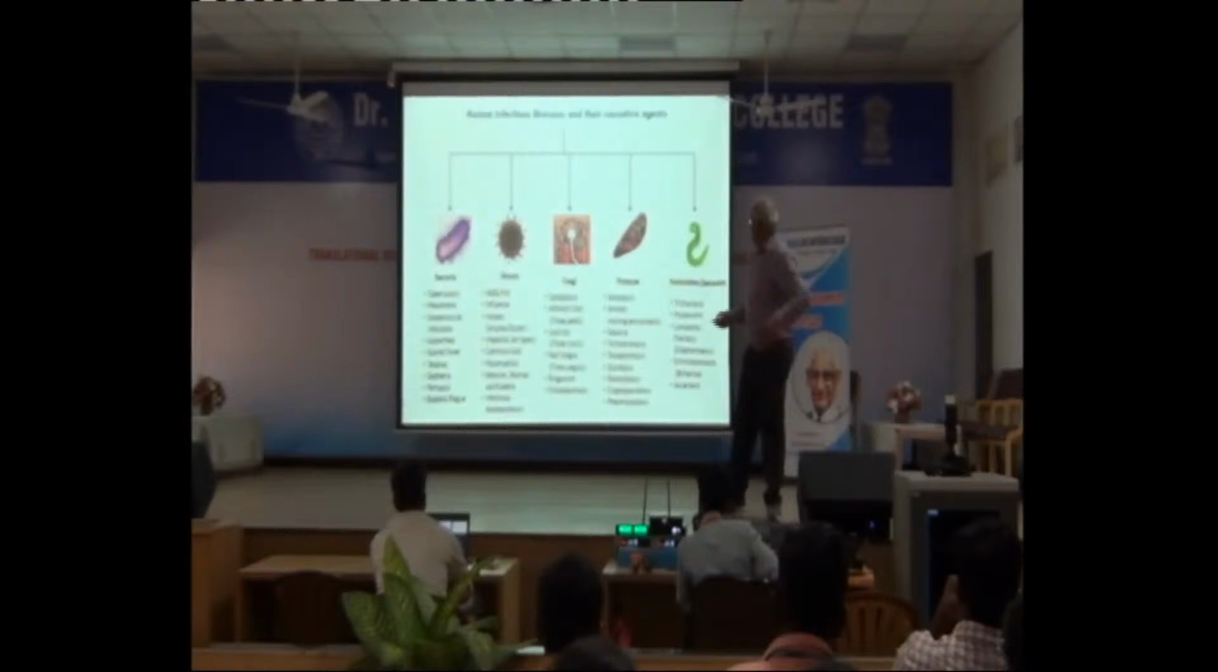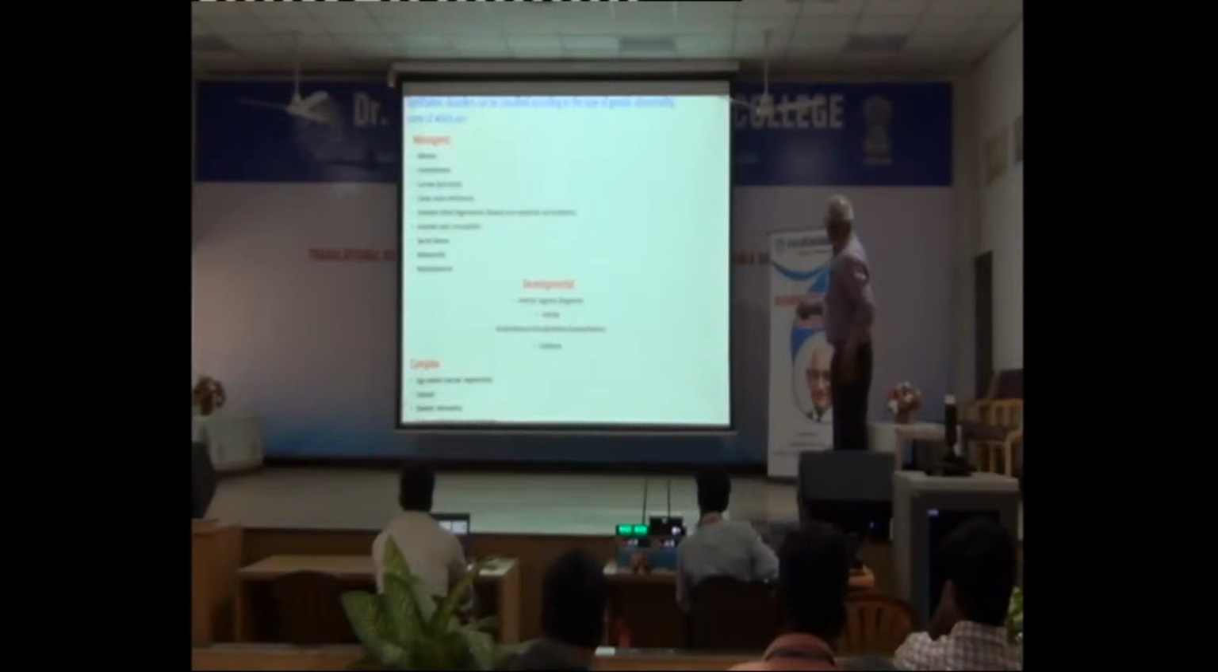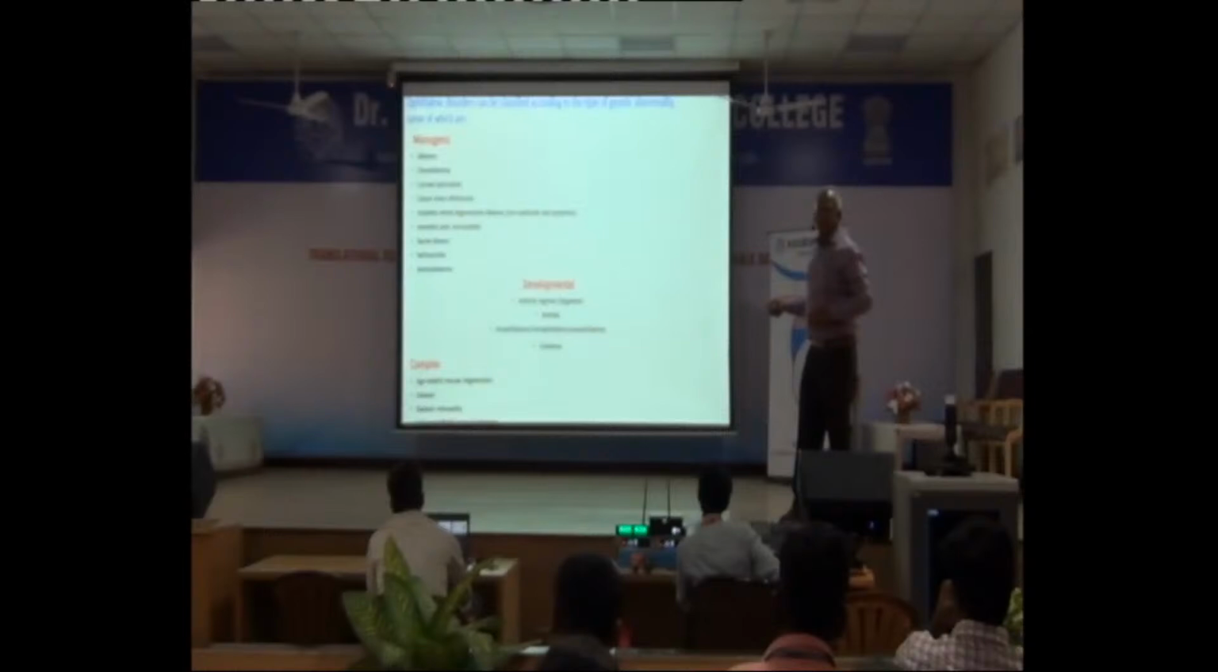So this is nothing but infectious disease. I'm not going to touch any infectious disease. Okay, so the diseases we can classify as monogenic disease, developmental disorder, and then complex disorder. We have 23 pairs of chromosomes. We are getting 23 from mother, 23 from father. So once the zygote is formed, we have 46 chromosomes. Okay, so if there is any defect in a chromosome, it may form some disease. It may be a single gene, single disease.